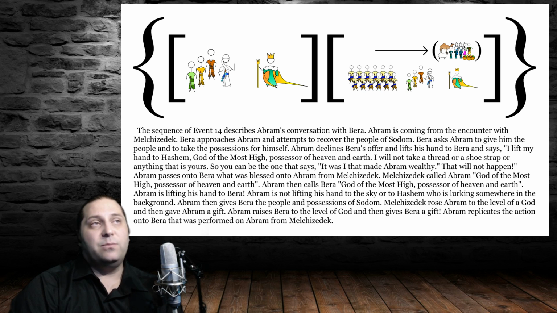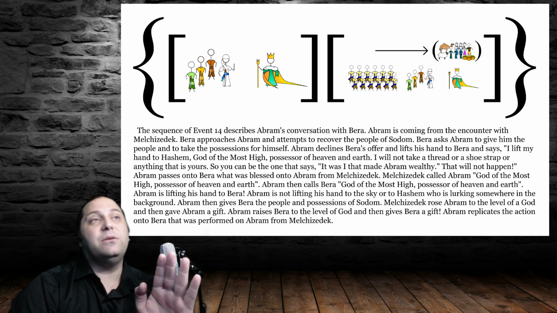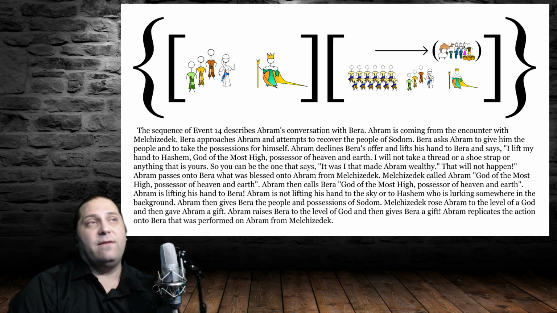Abram declines Bera's offer and lifts his hand to Bera and says, "I lift my hand to Hashem, God of the Most High, possessor of heaven and earth. I will not take a thread or a shoe strap or anything that is yours. So you can be the one that says, 'It was I that made Abram wealthy.' That will not happen." Abram passes on to Bera what was blessed onto Abram from Melchizedek.